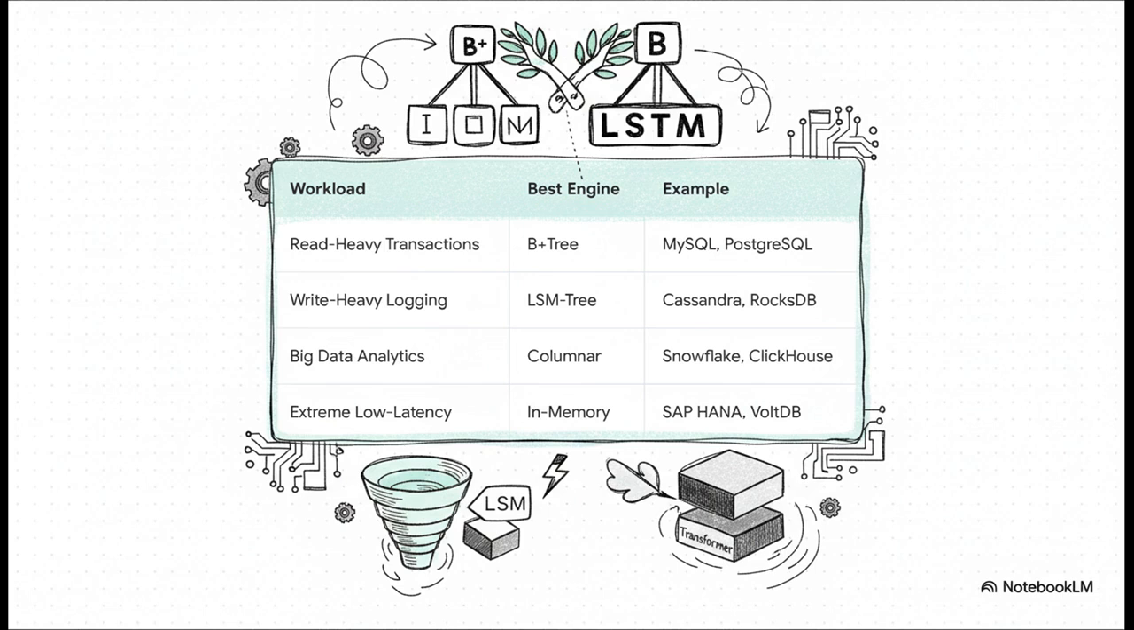Smart engineers today don't try to use one database for everything. No way. They'll use a B+ tree for those critical banking transactions because reads have to be fast and the data has to be perfect. They'll use an LSM tree for logging data from millions of IoT sensors because that's just a constant fire hose of writes. And then for big data analytics, they use something totally different, like a columnar store that's built to scan huge columns of data, not tiny individual rows.